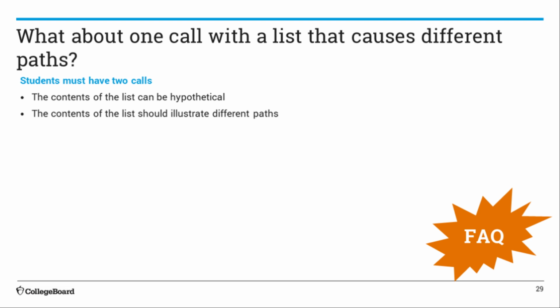What about 1 call with a list that causes different paths? The contents of the list could be hypothetical. So if you're passing a list in, you could make the contents of that list be hypothetical so that it illustrates the 2 paths. Again, these are hypothetical calls. You're describing them, you're not showing them. So you can say, if I pass this to my procedure, this is what's happening, and if I pass something different, this is what's happening.